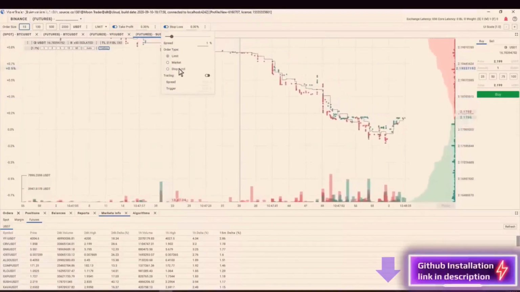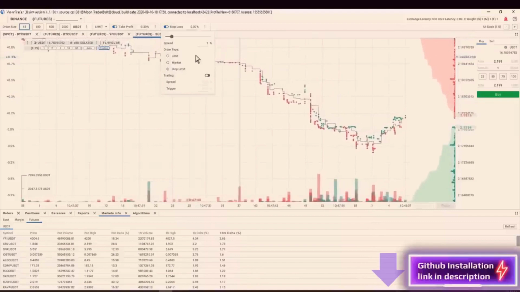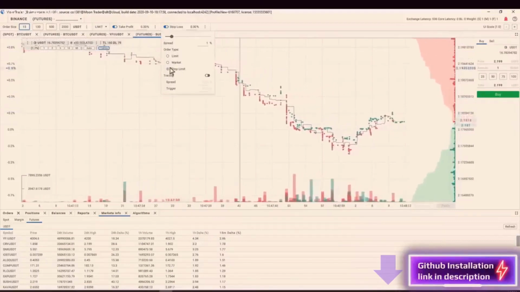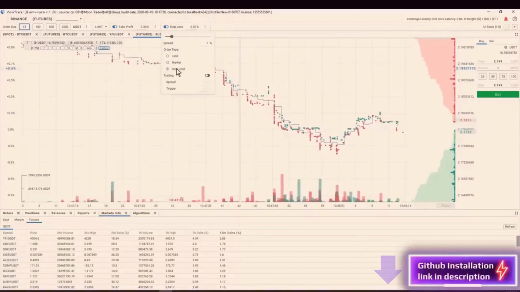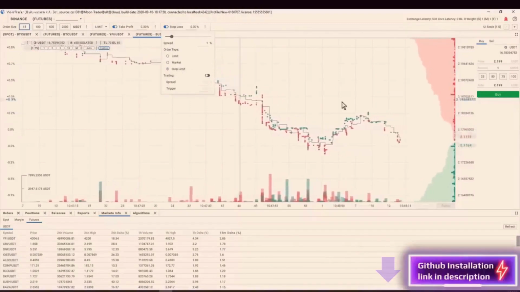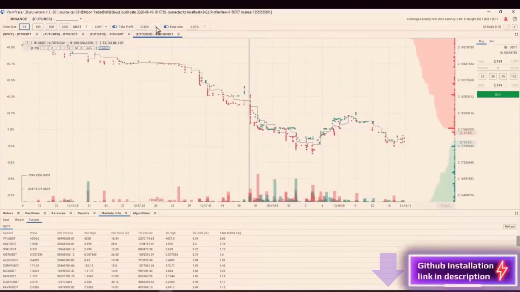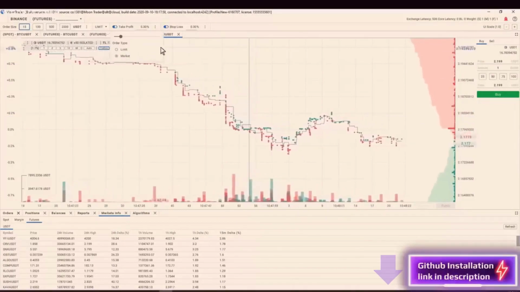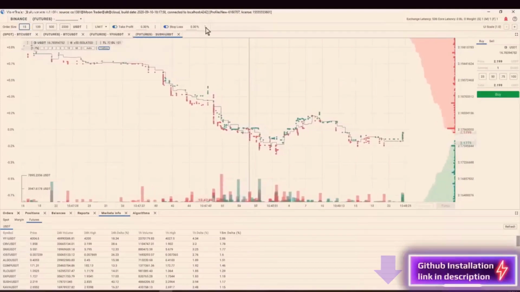The last option that we have is a stop limit stop loss. Now the difference between the stop limit and the limit stop loss is that the stop limit stop loss will be placed on the exchange. Let me just show you how that works real fast. I'll change the take profit to a market type.